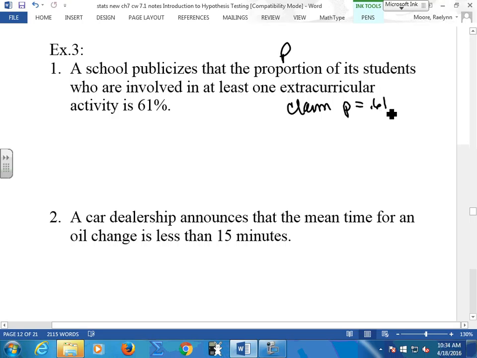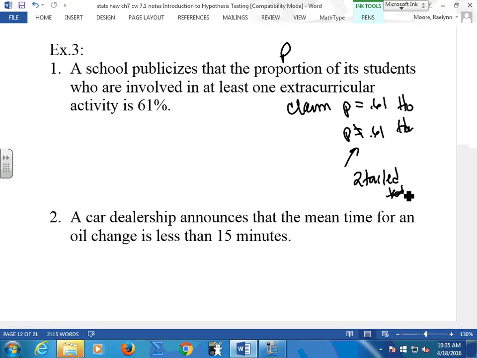Is it the HO or the HA? HO. And what's my HA? So what's my tail test? Two tail test. Again, we can't test yet because we didn't give you the rest of the information to use. We just can kind of tell you what's coming.